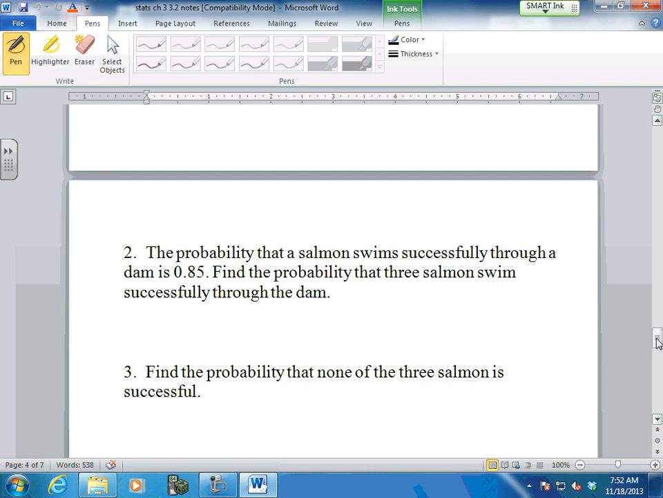How about the probability that a salmon swims successfully through a dam is 0.85? Find the probability that 3. We want the probability of 1 successful and another successful and the third successful. I want the probability of 3 successful salmon. Is this independent or dependent? Independent. So what's the probability that the first one gets through? 0.85. So 0.85, what's the one with the second one? 0.85. Right.